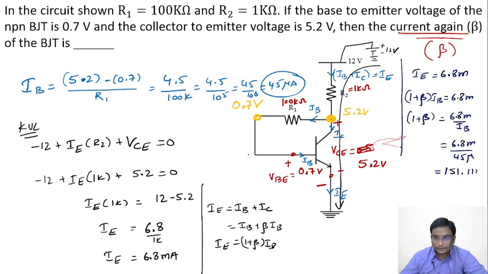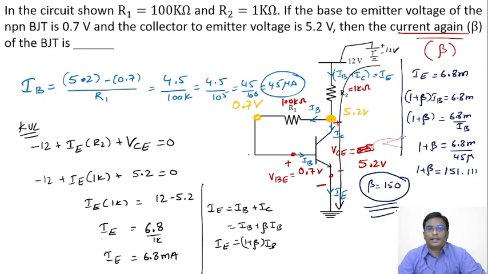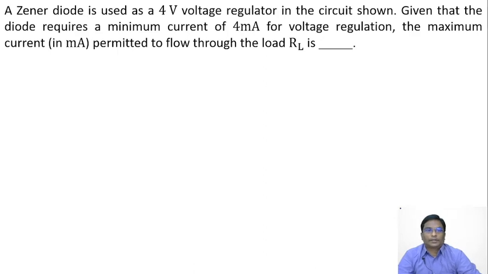You'll get 151.111. So this is 1 plus beta. Then what's the value of beta? Beta equals 150.111, nothing but 150. Say NAT question, data type question. 150 is the right answer. That's all. Completed, everyone? Let's move on to the next question.